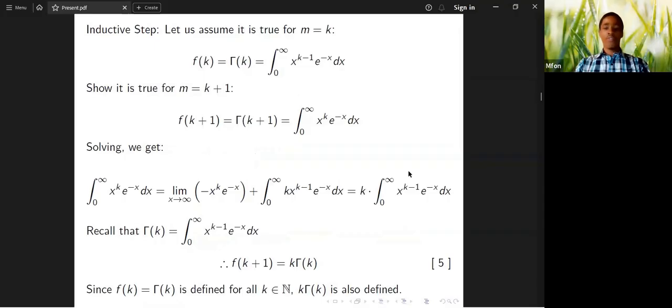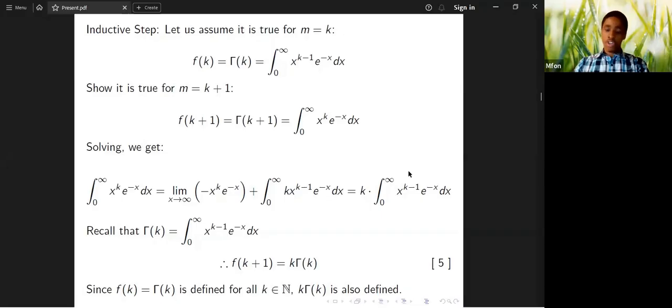So here now, we have a distinct property of the gamma function, that gamma of k plus 1 is equal to k times gamma of k. We know that gamma of k, as we have already assumed, is admissible for all m elements of natural numbers. So we also know that k as well is a natural number itself. That means k times gamma of k should also be in the set of natural numbers.